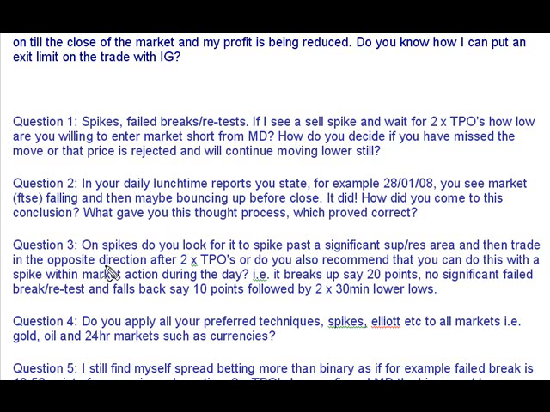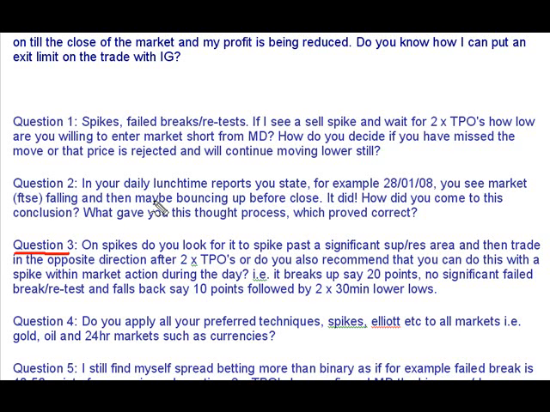Okay, that covers question 2. Question 3. On spikes, do you look for it to spike past a significant support resistance area and then trade in the opposite direction? Yeah, that's ideal. I mean, it's not always, but certainly if you have got failed breaks as well as a price spike, then that is better, but not essential.